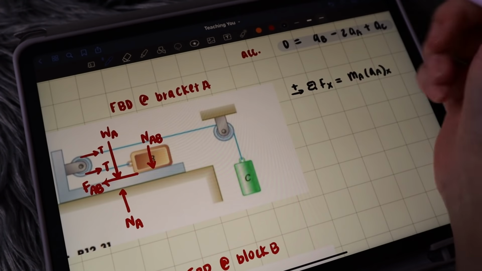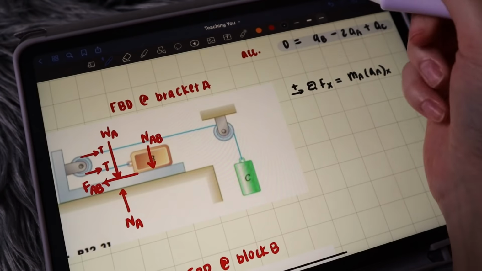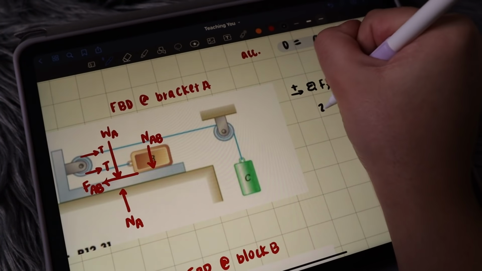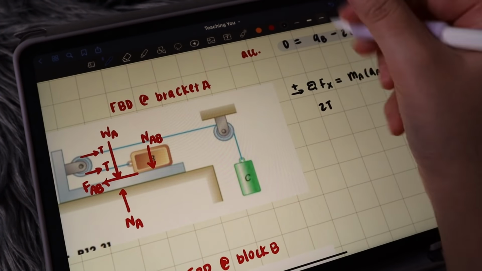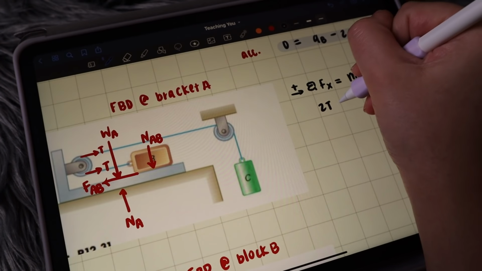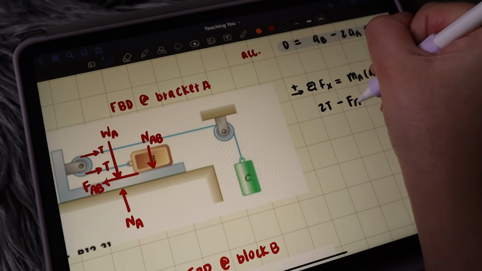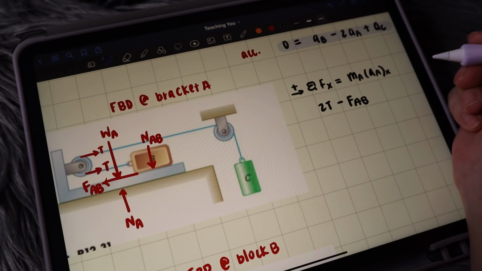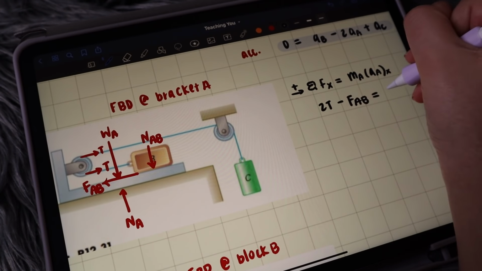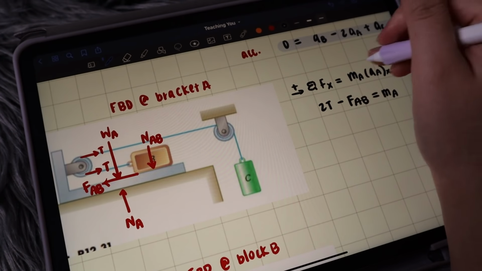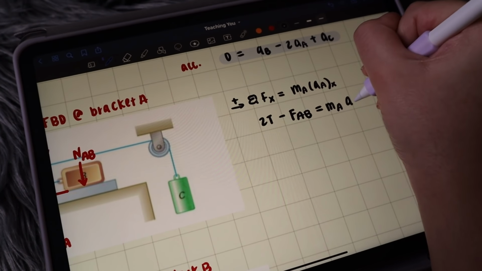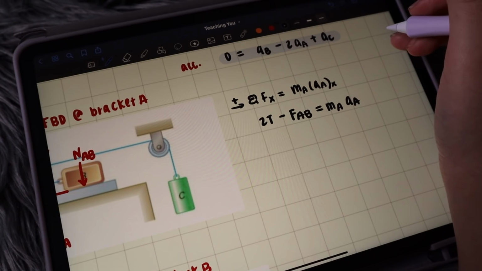As you can see, we have two tensions moving to the right, so that's a positive 2T. We have the friction AB going to the left, so that's minus FAB. Those are the only forces in the x direction, so we're going to set that equal to MA. And at this point, we can just write AA. We don't have to write the x anymore.